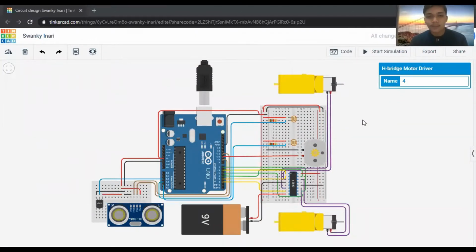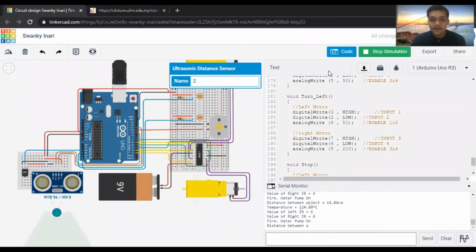Assalamualaikum, my name is Abdul Hakim. Okay, next we are moving to the circuit diagram and also the coding that we are using for our robot, which is Shoboshi. Now we start the circuit.